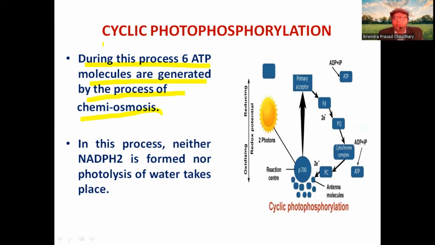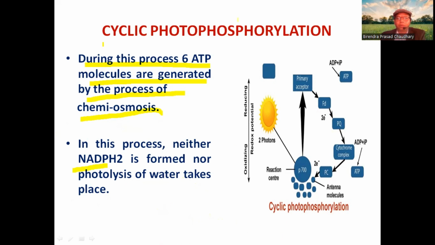A separate video will be uploaded on this channel and you will get it very soon. So we will read it later on. Here, how does the ATP generation occur in cyclic or non-cyclic photophosphorylation? In both we have to study the process of chemiosmosis, and the chemiosmosis helps in the formation of ATP molecules. Next, in this process, neither NADPH2 is formed nor photolysis of water takes place.